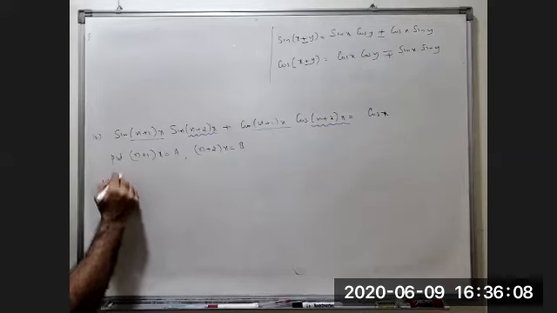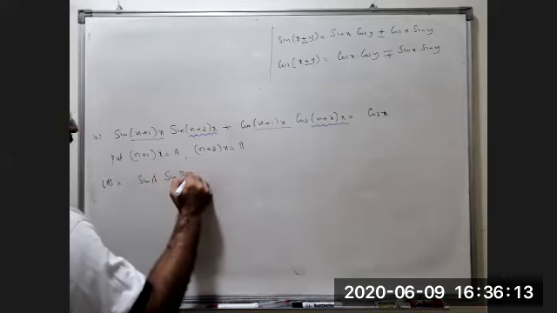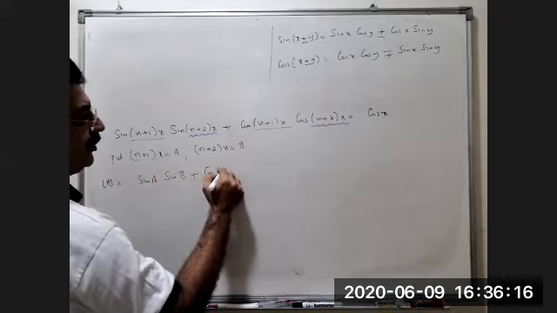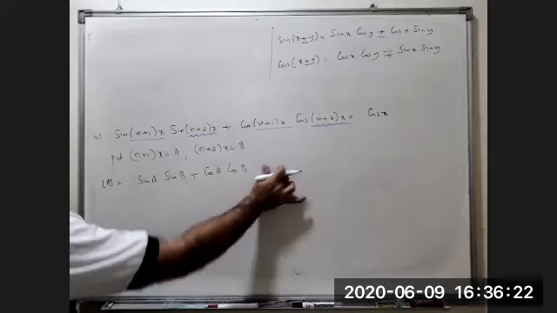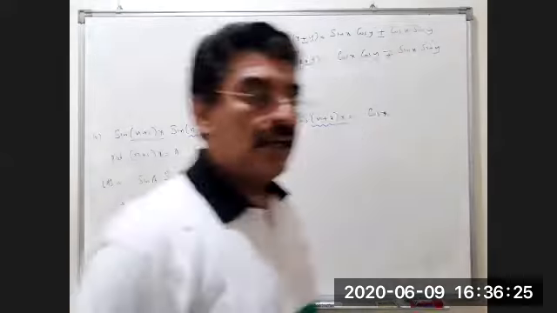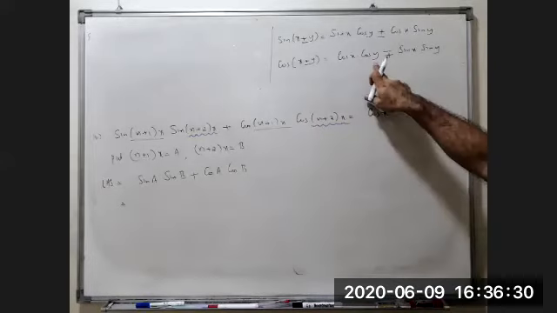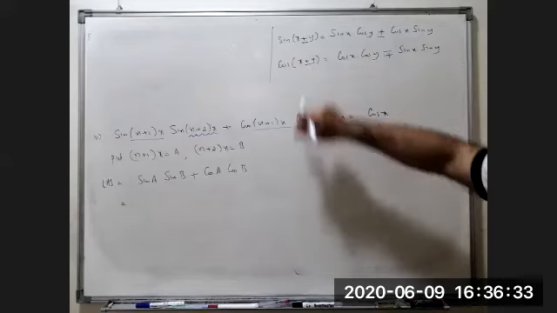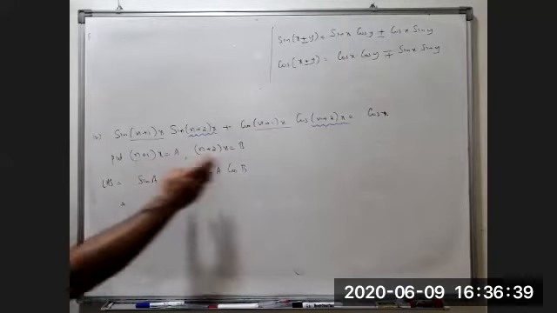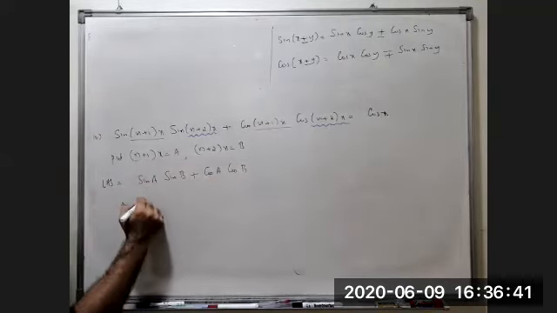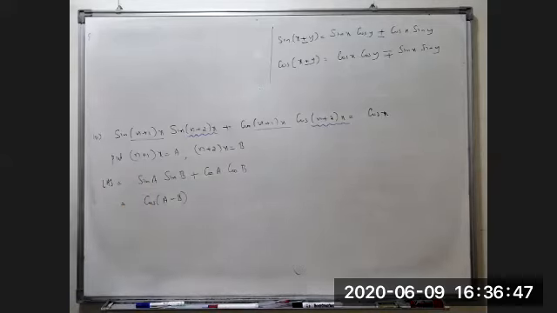Now we will write the LHS. LHS is sin A sin B plus cos A cos B. Is it familiar? Sin A sin B plus cos A cos B. Be very, very familiar. Cos A cos B plus sin A sin B is cos(A minus B).